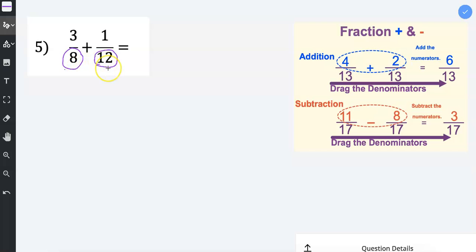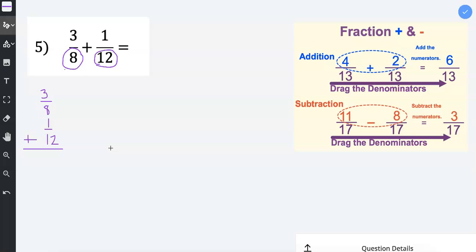We cannot add these fractions as is. What we need to do is come up with equivalent fractions that have common denominators so that we can add these together. So I'm going to go ahead and write this problem vertically. 3/8 plus 1/12.